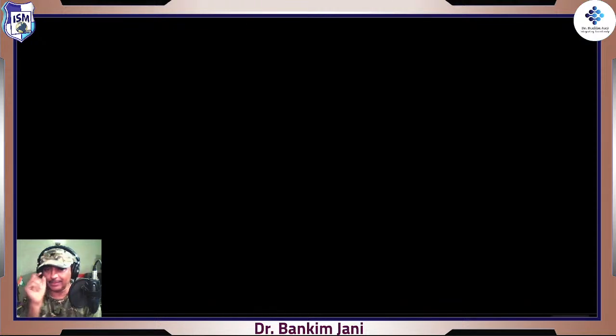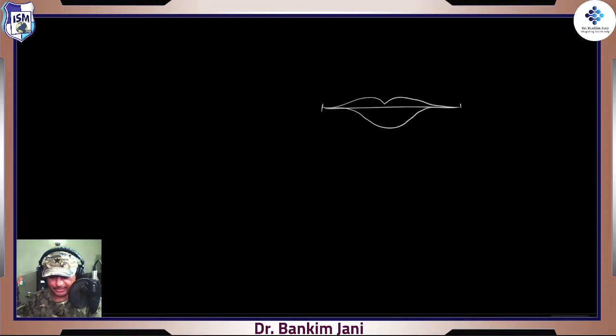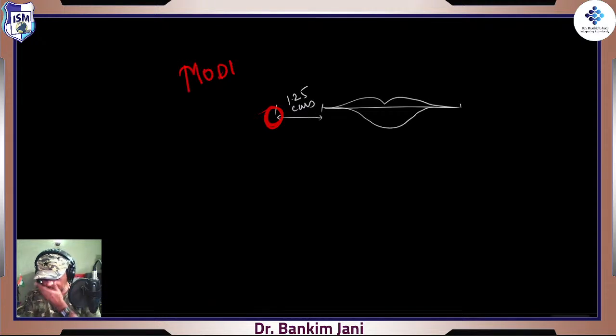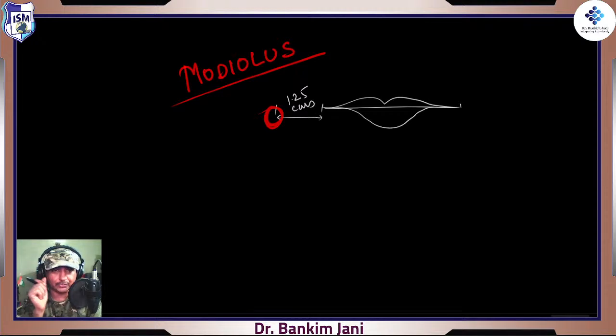Now, first I'll just tell you the name, and then we'll actually see that thing in the figure, because this is quite important. Let's say that's the upper lip, and that's the lower lip. From the lateral angle, the distance from here to here is about half an inch or 1.25 centimeters. This particular point is called the modiolus. Modiolus.